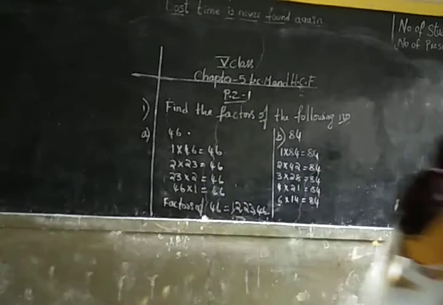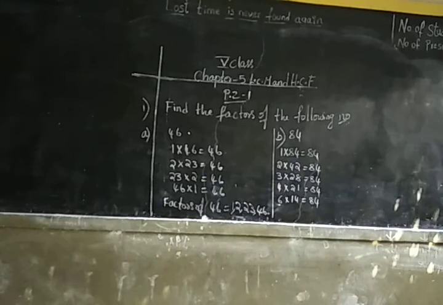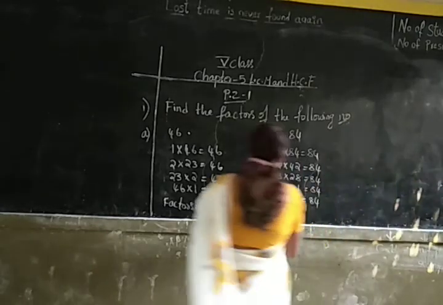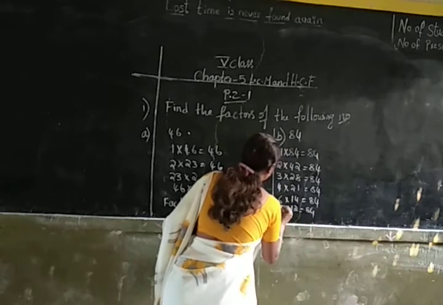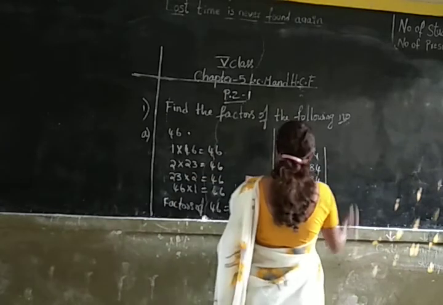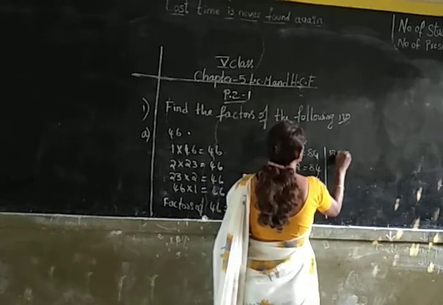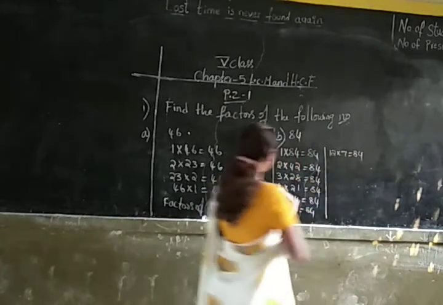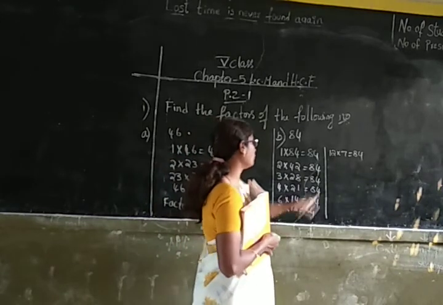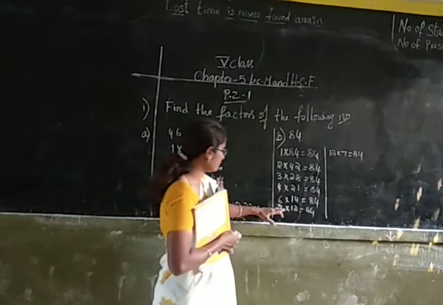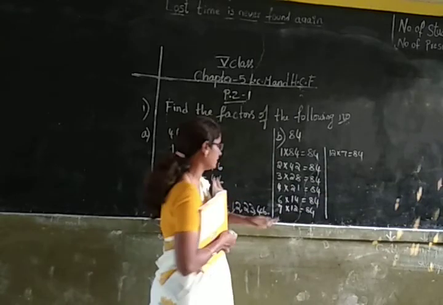Okay, children. Similarly, 7 12s are 84, and 12 sevens are 84. See children, here the numbers are reversed. 7 12s are 84, 12 sevens are 84. Now you can reverse all the numbers above these numbers. Okay children.